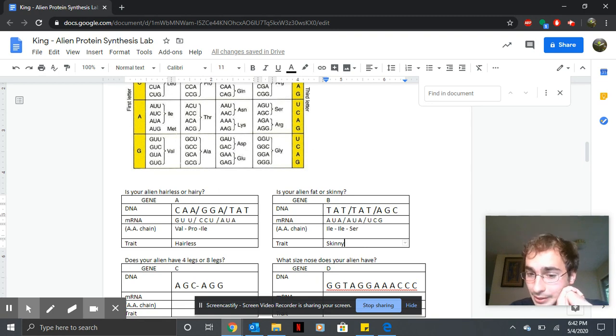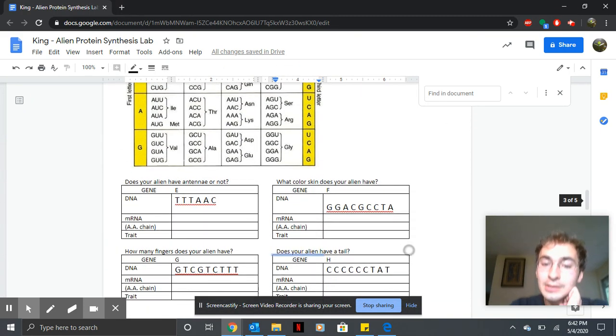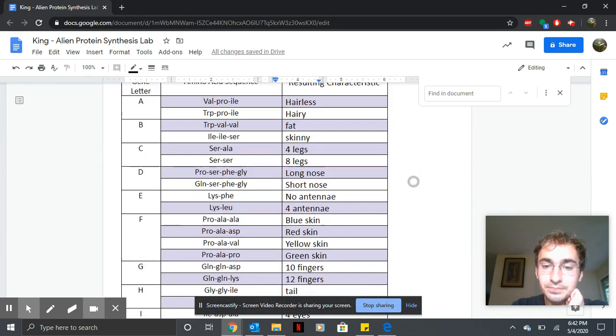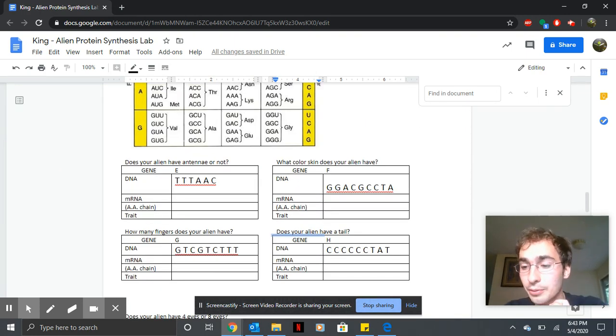Now the rest is up to you. That is what we're doing for the next 2 days. Tuesday and Wednesday's assignment is going to be this alien protein synthesis lab. And at the end, if you draw a picture of your alien with all the correct traits, I will give you extra credit points when you turn it in.